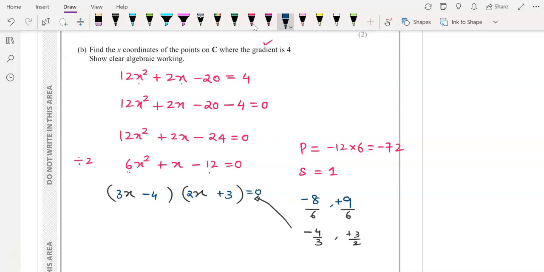Now you have factorized. Take each factor equal to 0. So x will be, negative 4 will become positive 4, and times 3 will go divide by 3. And x will be, plus 3 moves to the right, negative 3, times 2 will go divide by 2. So the question is only asking you to find the x coordinate. So these are the two x coordinates where the gradient is 4. Okay. Moving to question number 12.